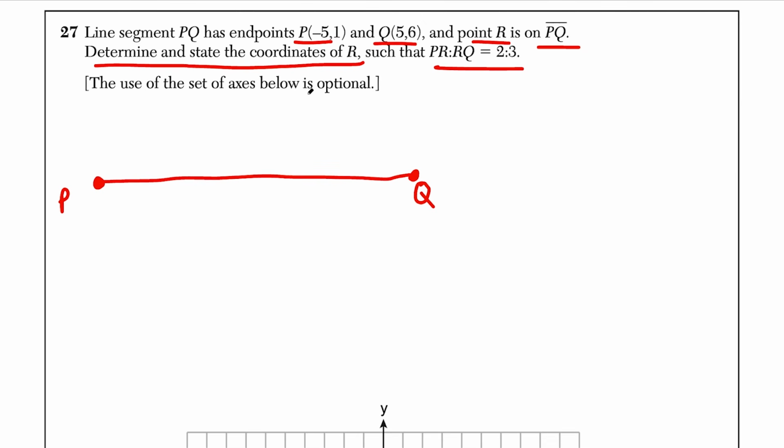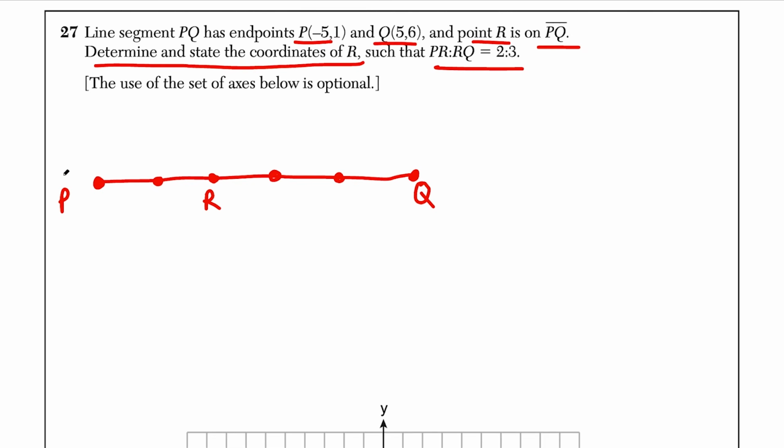But what we do know is that R is placed in such a way that it breaks this line segment up into a ratio of 2 to 3. So R would be located at this location, because notice I have 2 equal parts to the left of R, and I have 3 equal parts to the right of R. Okay, so that's the concept.